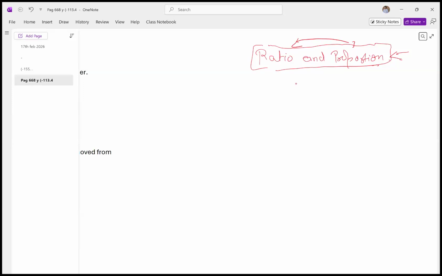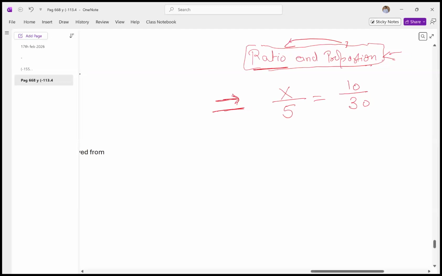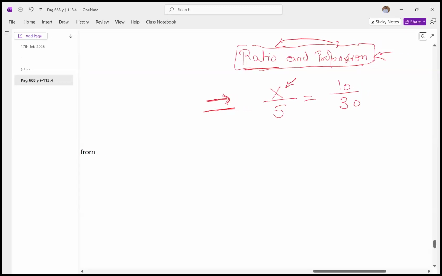So first of all, I'll talk about the algebra behind ratio and proportion. For example, if I write x over 5 equal to 10 over 30, any random numbers I'm writing here. I'm trying to learn how to do the algebra of ratio and proportion. I want to find the value of x. How can I find the value of x?